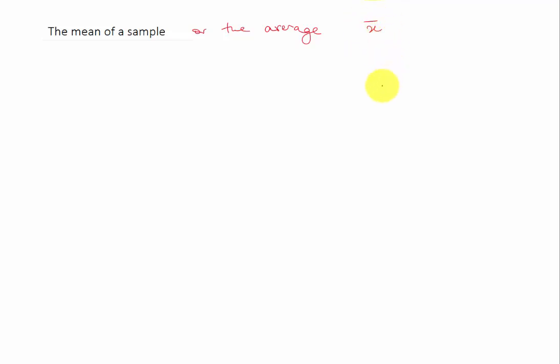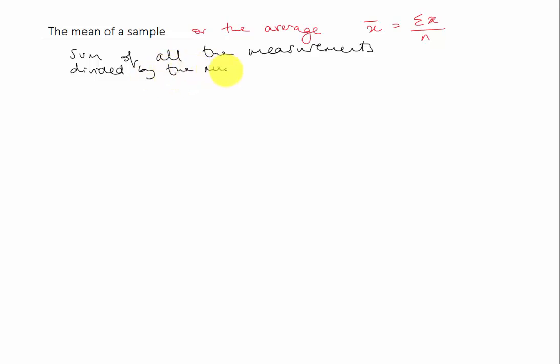We'll talk about the mean of a whole population later, but this is the sample mean, and that is equal to the sum of x over n. So that means you add up all your different measurements and then divide it by the number of measurements. So the sum of all the measurements divided by the number of measurements.